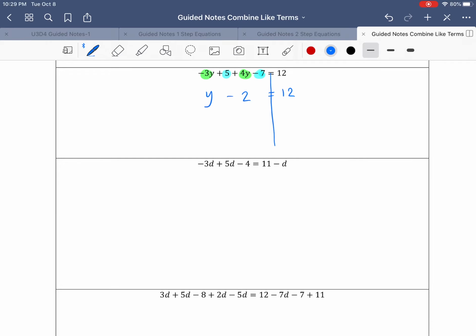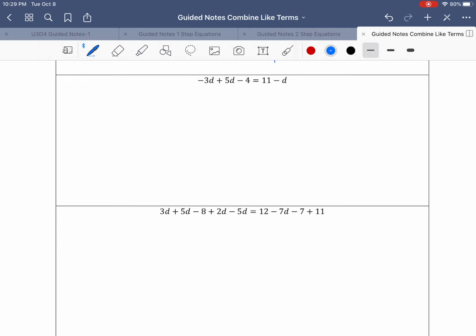Now once I have that, I'm going to do the inverse of that -2, which is a +2 to both sides. -2 plus 2 goes away. My y comes down. 12 plus 2 is 14. So y equals 14 is my final answer. Try this next one on your own.